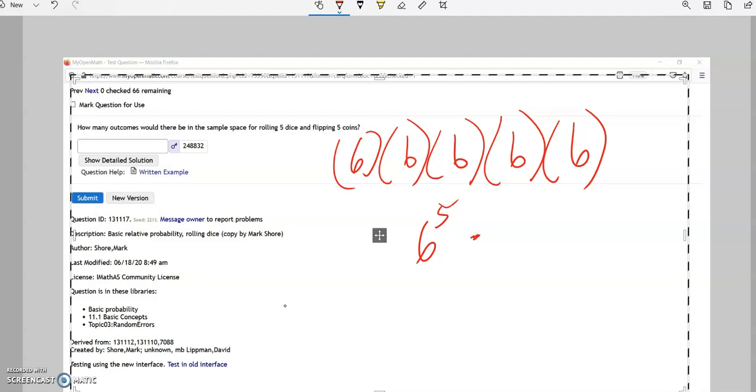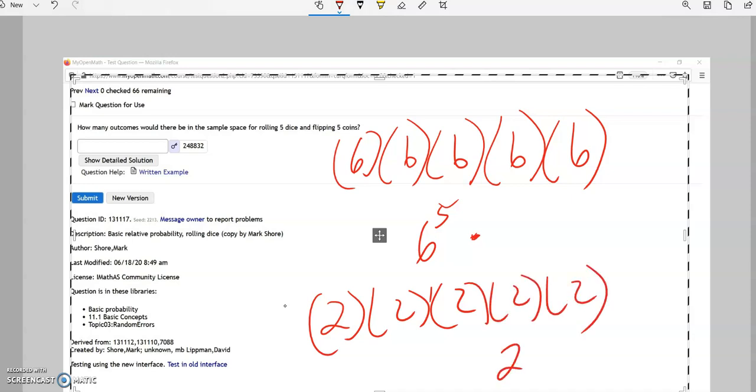And then you multiply that times the same thing when you flip 5 coins. You got 2 possibilities, right? 2, 2, 2, 2, and 2, or 2 to the 5th. So you go 6 to the 5th. Then there's all these possibilities of all these dice rolling and all these coins flipping. So you do 6 to the 5th times 2 to the 5th. And 6 to the 5th, I forget what it is. Just do 6 to the 5th power, then do 2 to the 5th power, then multiply them together, and you get that.